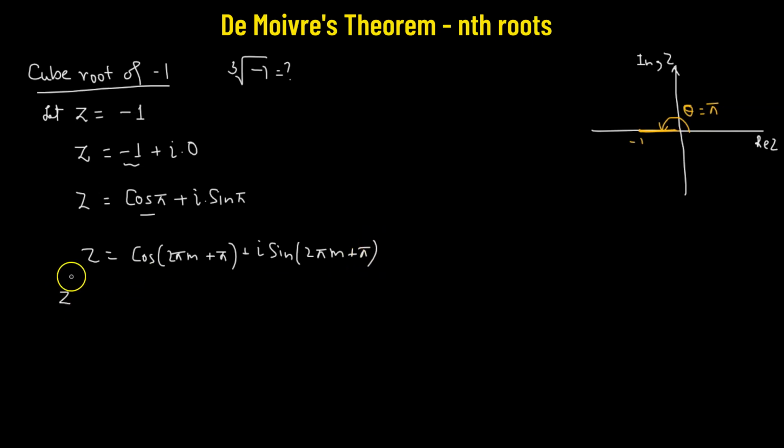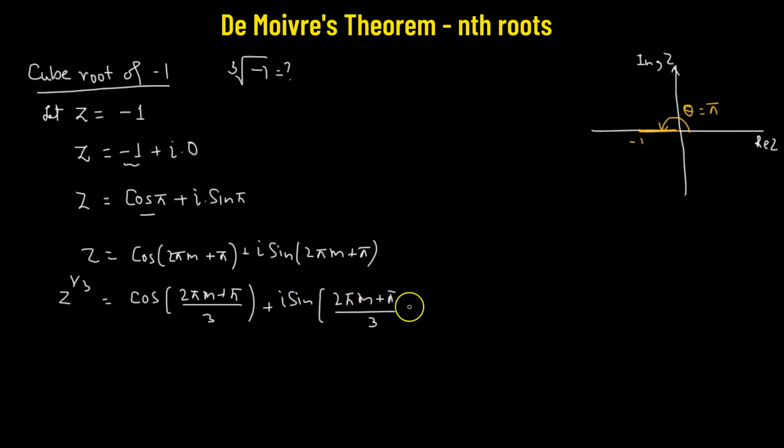So when we want to find out the cube root of our complex number z, we can simply apply de Moivre's theorem to get cosine of (2 pi m plus pi) over 3 plus iota times sine of (2 pi m plus pi) over 3. So this is the general form of the cube root of -1. Now we can find out the roots by considering 3 values of m. We'll first consider m to be equal to 0.